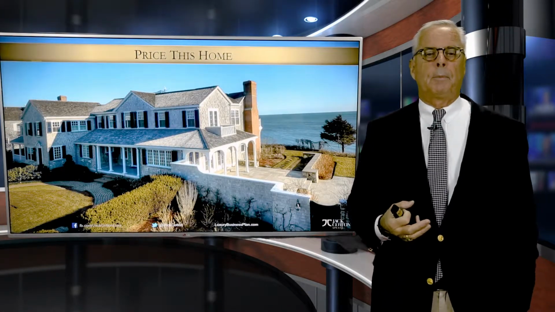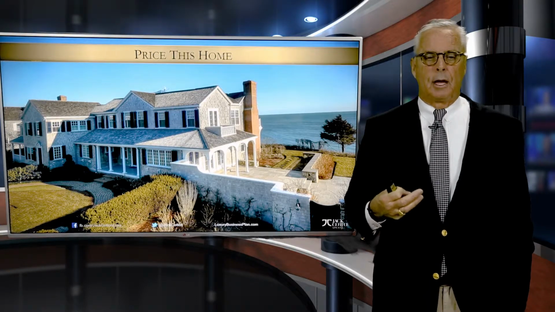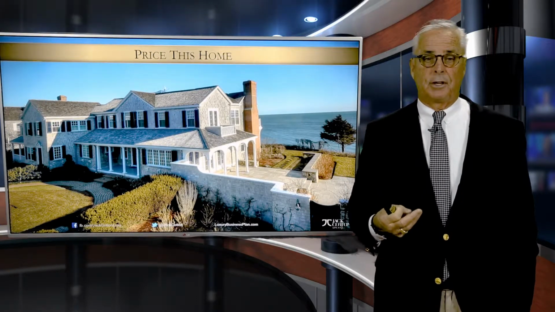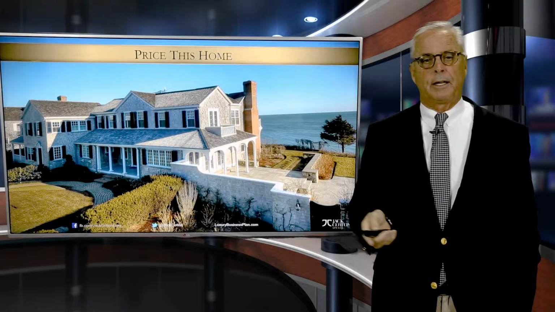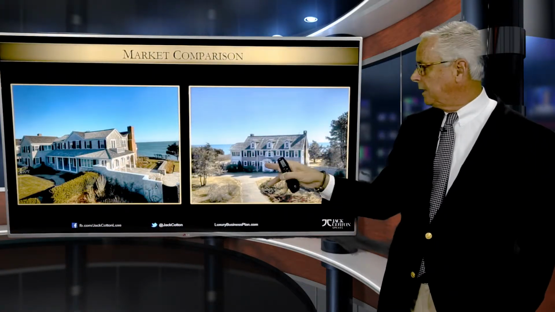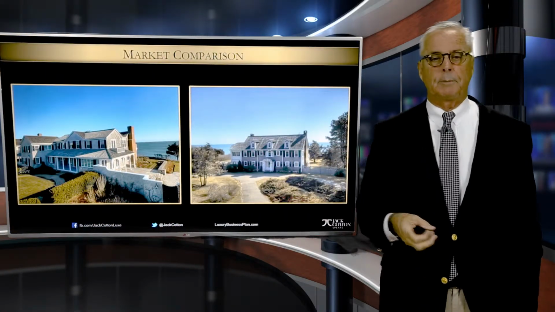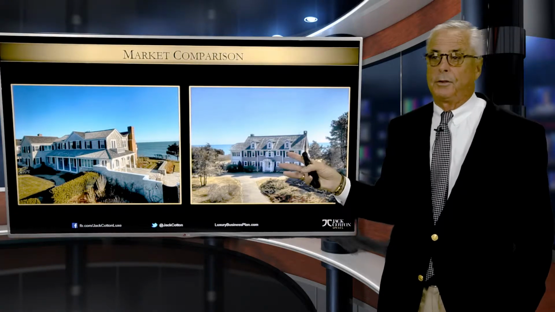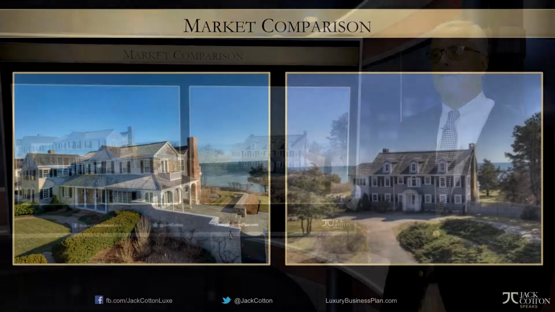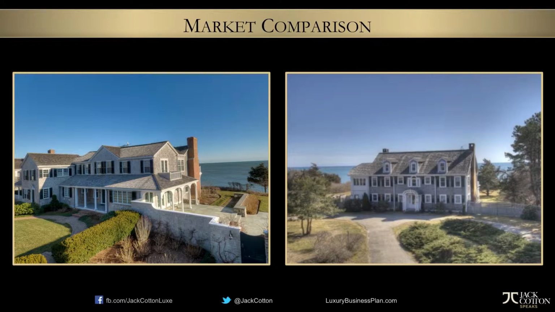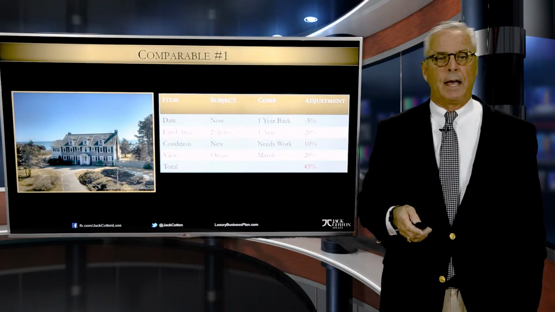So here's a quick example. Let's say I'm going to do a CMA on this home and I need to come up with a suggested go-to-market price for it. Beautiful place on the ocean. And then here is the best comp, which is right down the street. But really, you don't know this house, but I can tell you right now, it's in far, far, far inferior condition. In fact, it was torn down, if you can believe it.